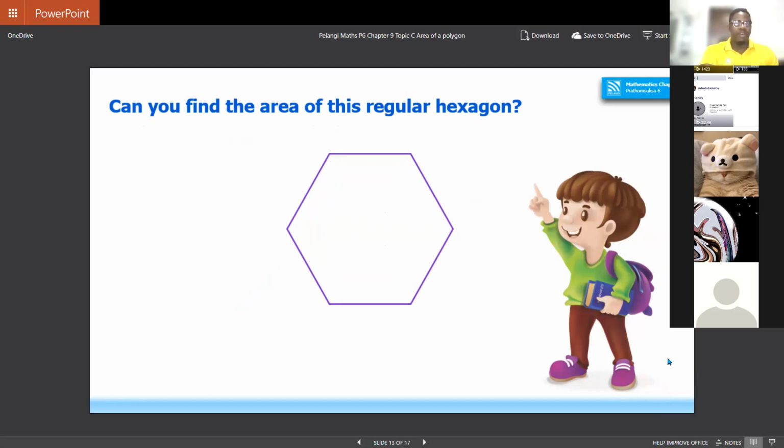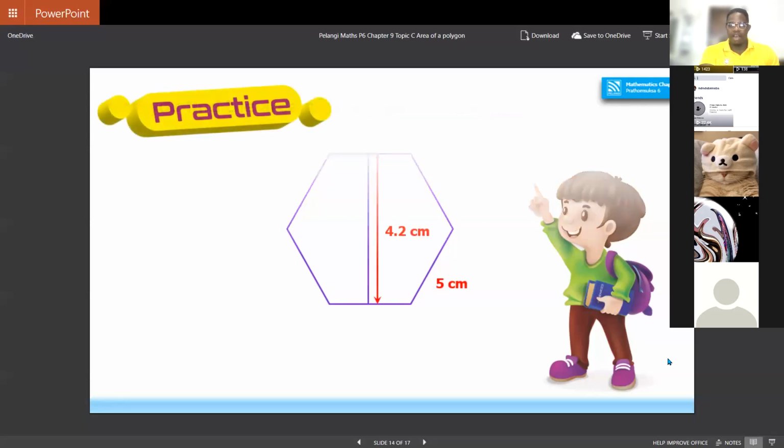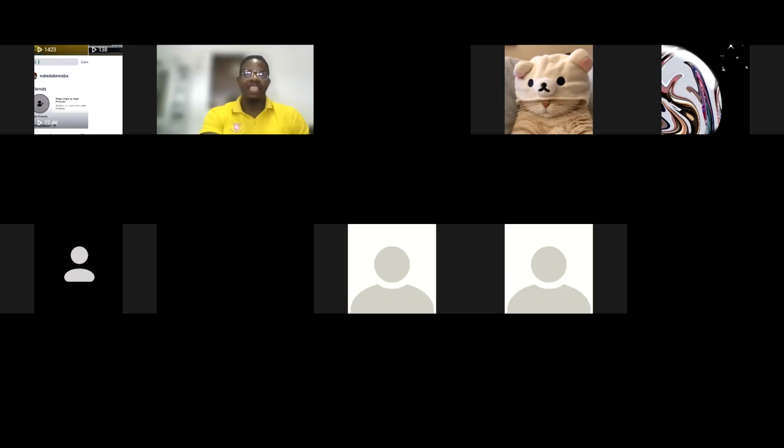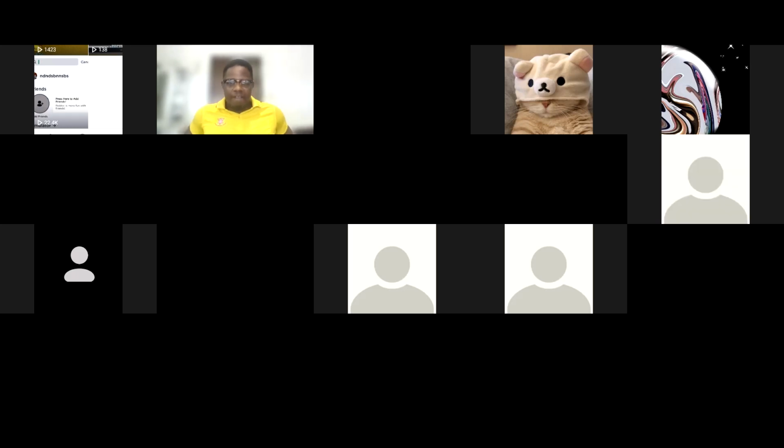All right. Can you find the area of this regular hexagon? Okay, you can find that on page 153. So let's bring out our textbooks and turn to page 153. I'll ask a lot of people questions. Japan, I tried calling you one time, and you were not there. Are you there now, Japan? I'm here. Okay, so please get ready. I'll ask you questions.